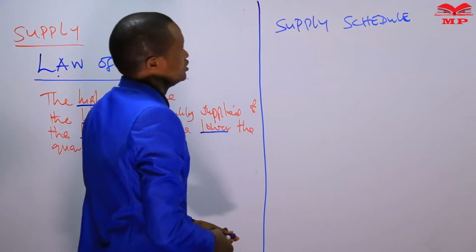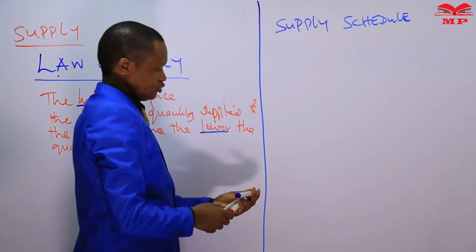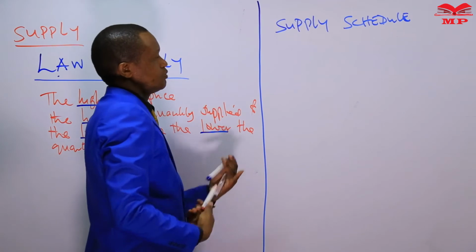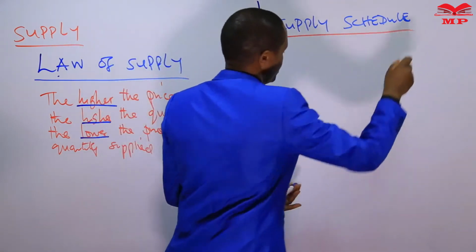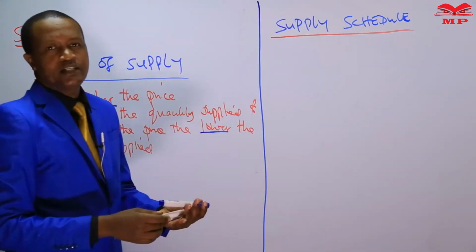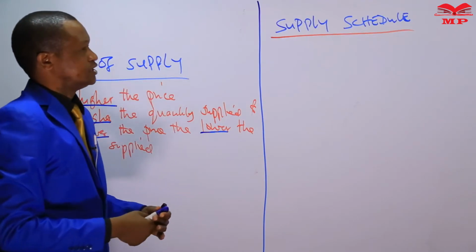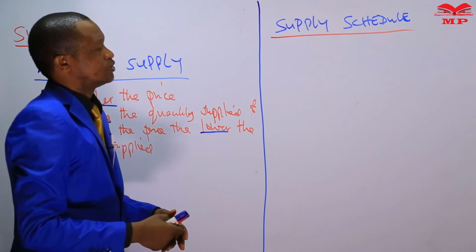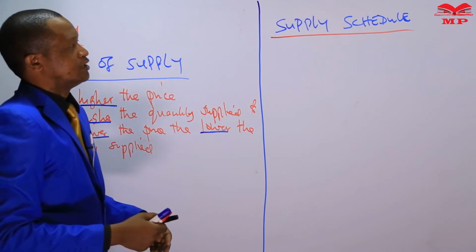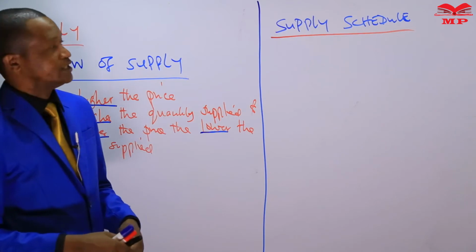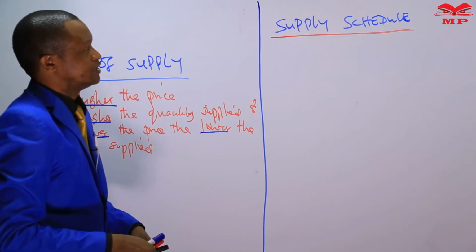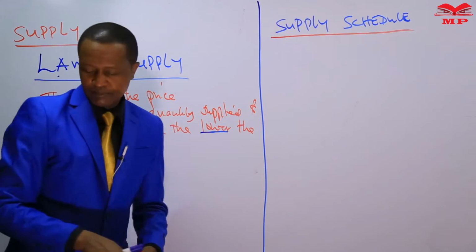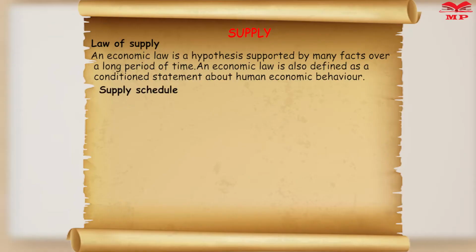Supply schedule. A supply schedule is simply a table that shows the quantities of products that are supplied in the market at a given period of time.